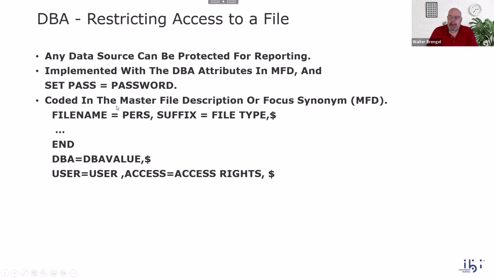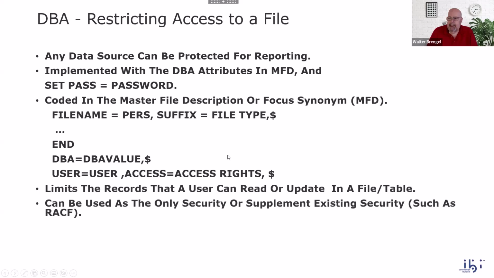If you look at a synonym or master and you see DBA and an END at the bottom, and then DBA equals the DBA value, and then the user, then you know that this particular master synonym is using DBA. The DBA value gives unrestricted access to the file, and the user would have to be included if they don't have a DBA value. The user says equals user, but technically it's user equals the password. Again, they're synonymous. And then you have your access and your access rights. So let's see what we got.